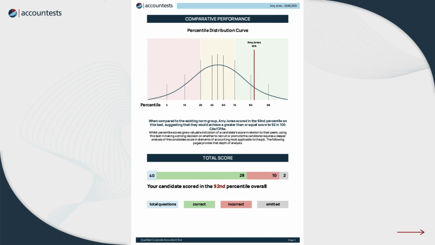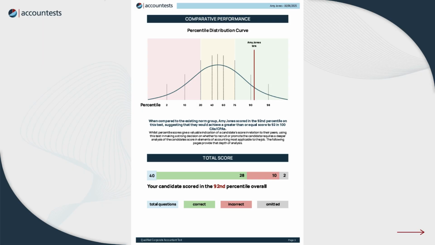If we go through to the next page, this is the most important. So at the top of the page you'll see the bell curve. This is where you can see how your candidate did compared to our norm group. When we developed this test, what we did was get a whole lot of appropriately qualified accountants to go through the question set to create a norm group, and then you're able to see how your candidate did compared to that norm group. How do they stack up against their peers when looking to see whether they've got the technical knowledge that you need?